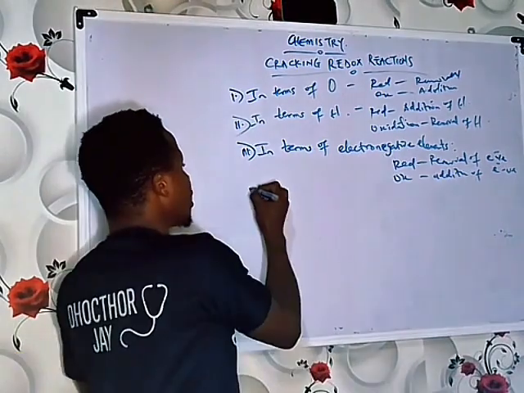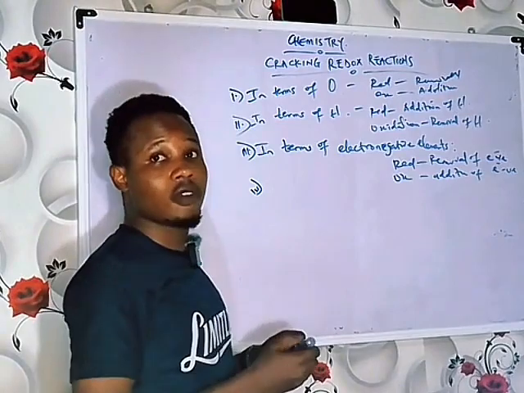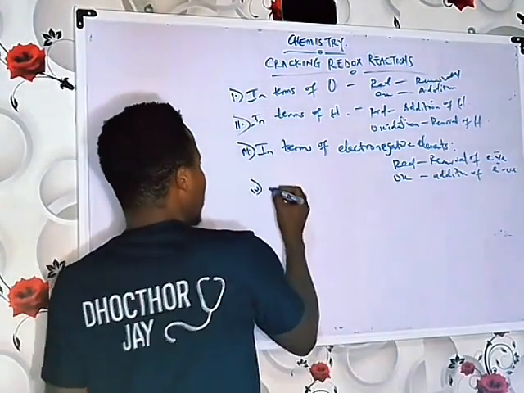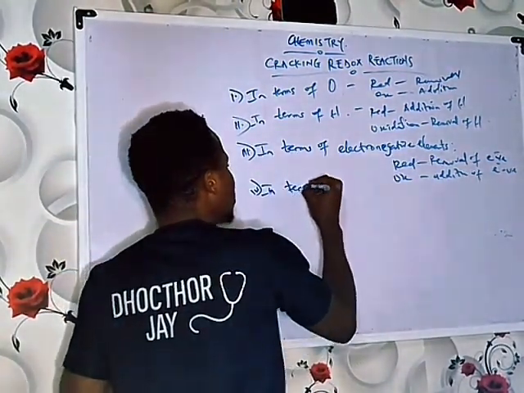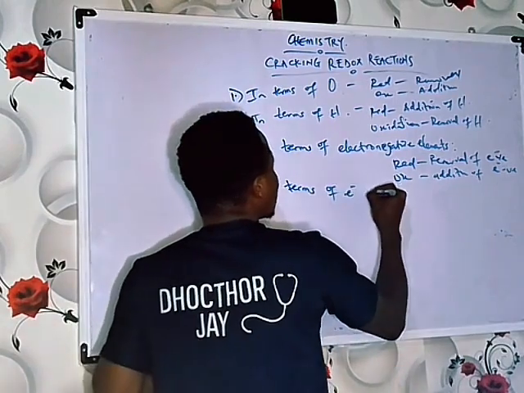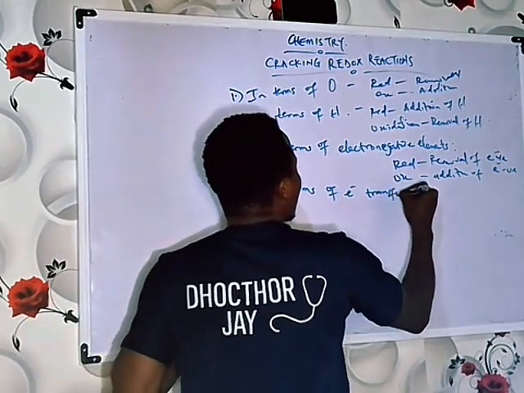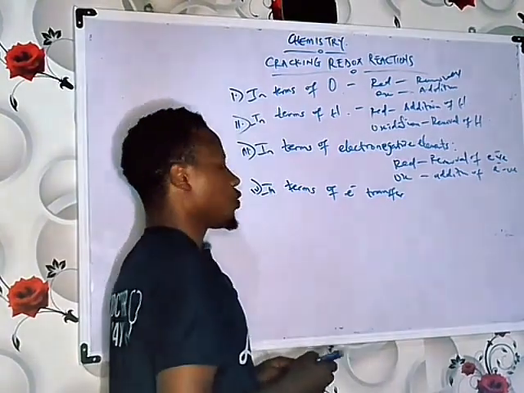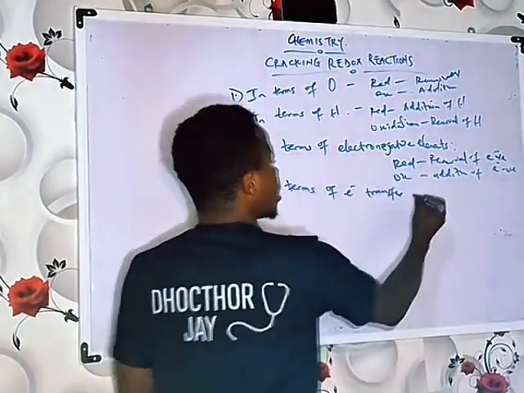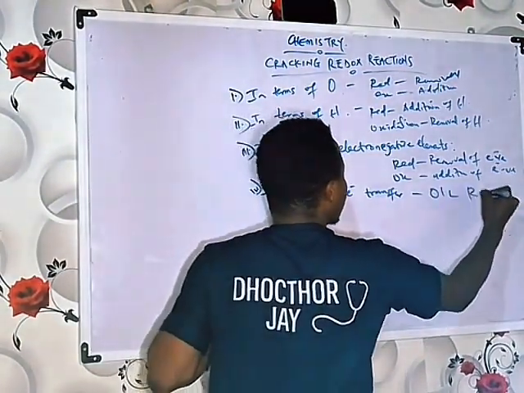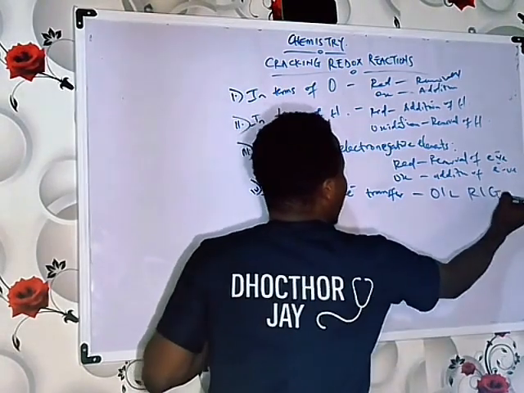Okay. The next thing is in terms of electron transfer. Now we are getting into the real deal gradually. In terms of electron transfer, of course, there's a simple mnemonic that is very, very much popular. We say OIL RIG. Okay.